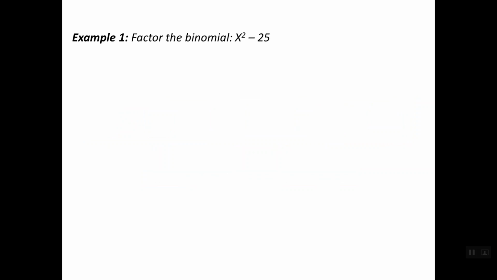Let's do these examples together. First, factor the binomial x squared minus 25. So the first term is x squared. It is a complete square term. So what about the 25? 25 can be considered to be 5 to the exponent 2. So x squared minus 25 is simply equal to x squared minus 5 exponent 2.